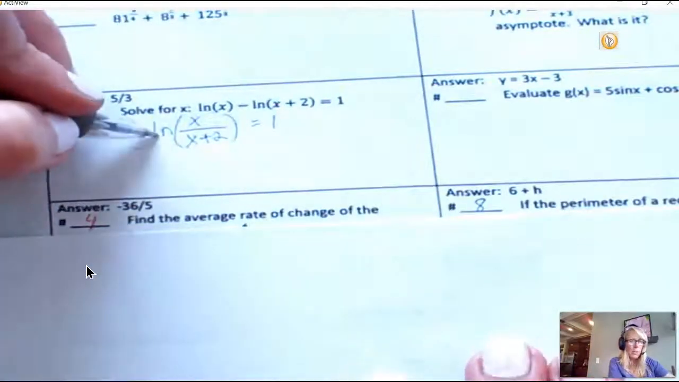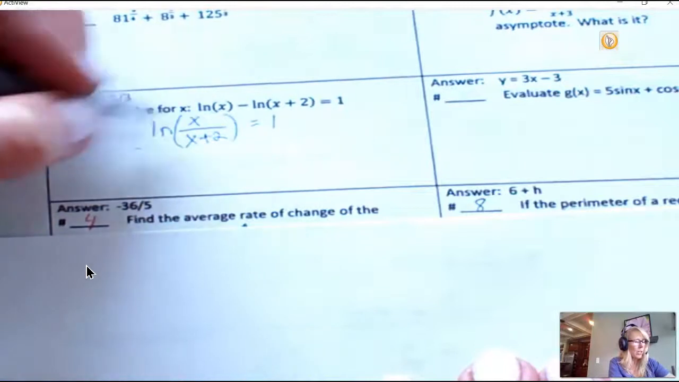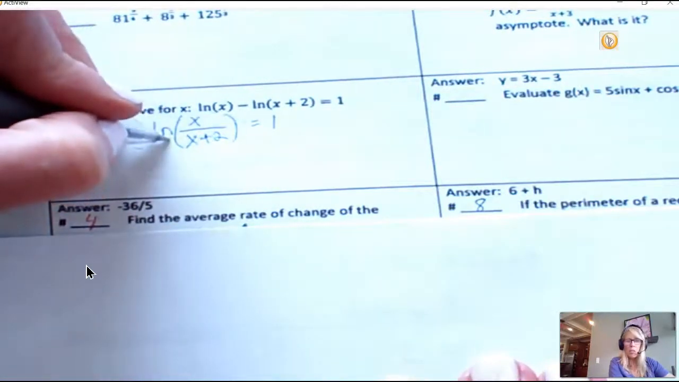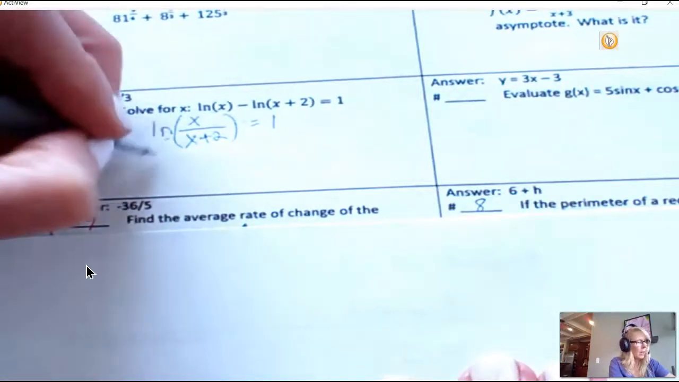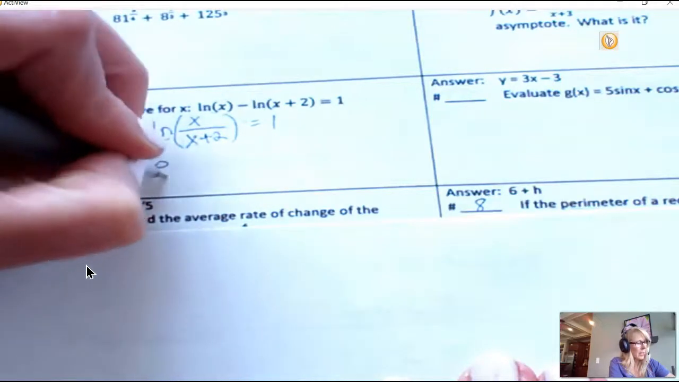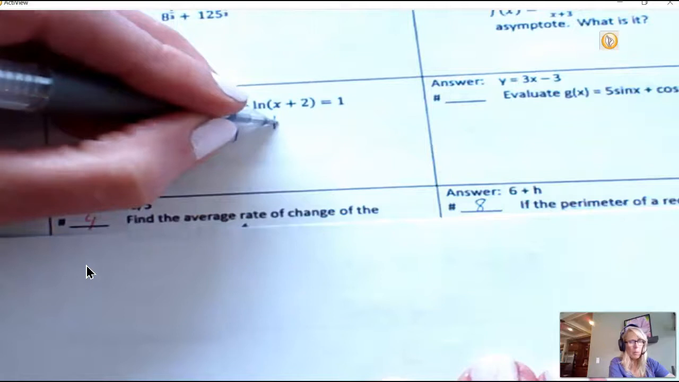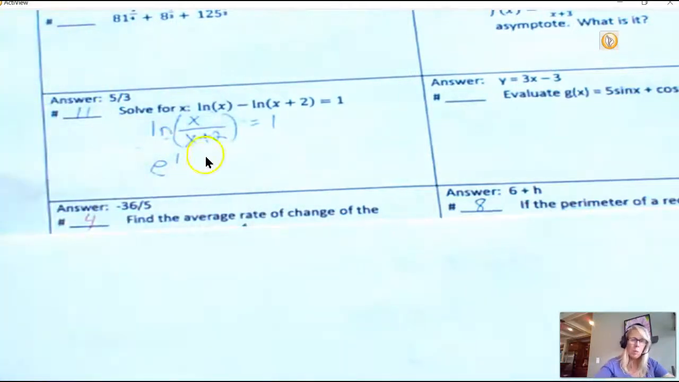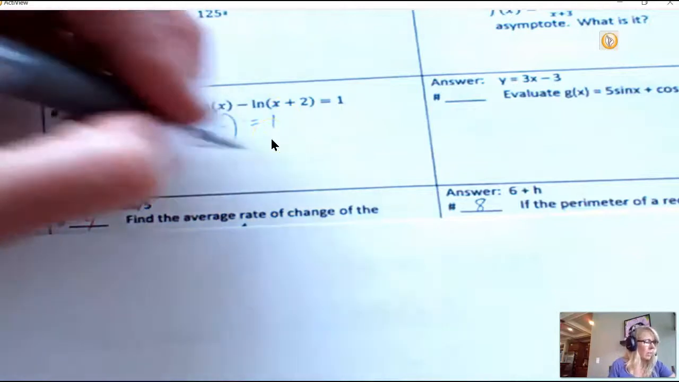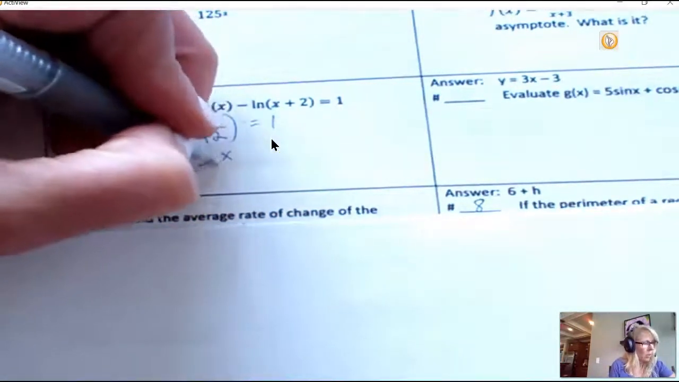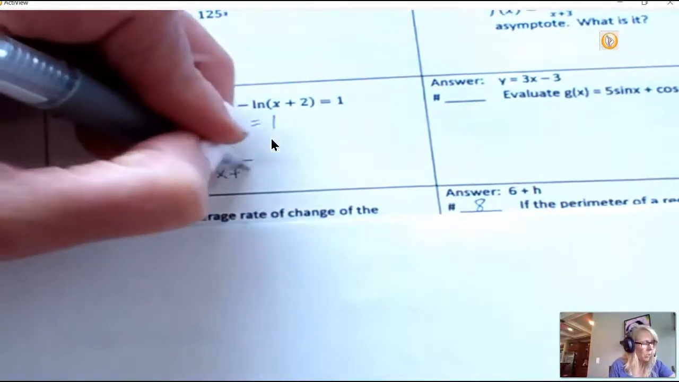And now that it's a single log, I can change this into an exponential form. Remember, ln is just natural log base e. So we will make this e raised to the first power, e raised to the first power. Remember, play tennis here. Sorry, big old hand. E raised to the first and then come back. So we're kind of going to one side of the equal sign and then the other. So e to the first equals x over x plus 2.